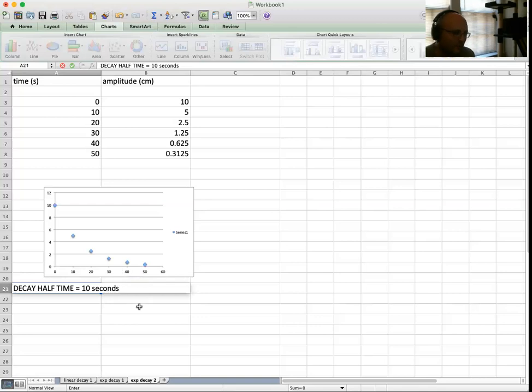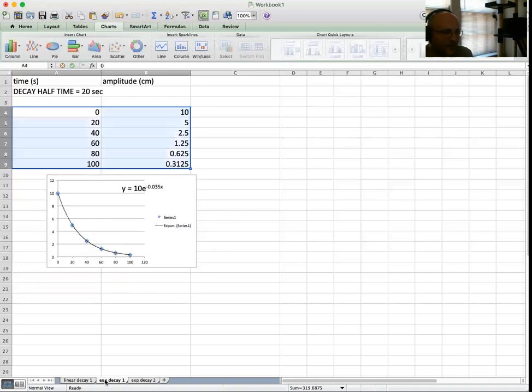So I hope you see the difference. In simple harmonic motion, which includes things like vibrating tuning forks or the mass spring experiment or the pendulum experiment, we have what's called exponential decay, and a way of describing that is using the decay half-time. That's all. So I will end there.